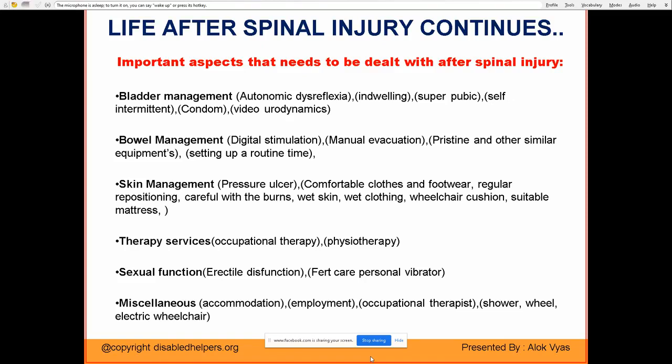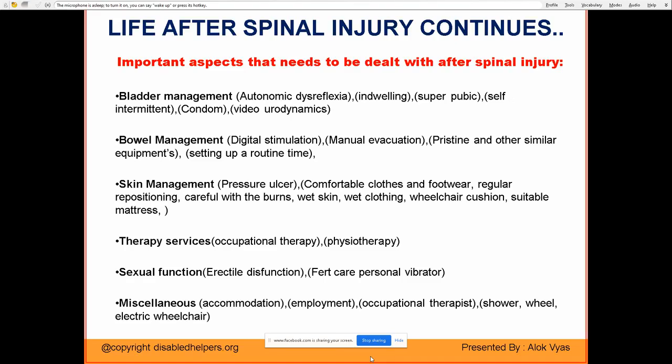Last but not least is the other miscellaneous things which come into the life of a spinal cord person: customized accommodation is very necessary. His accommodation needs to be customizable so that he can access the place on his wheelchair. Like the bathroom should be spacious, his toilet seat should be in a proper way, there should be handles which can provide him security while he is on the commode chair.